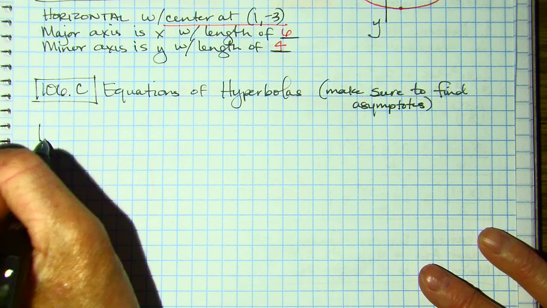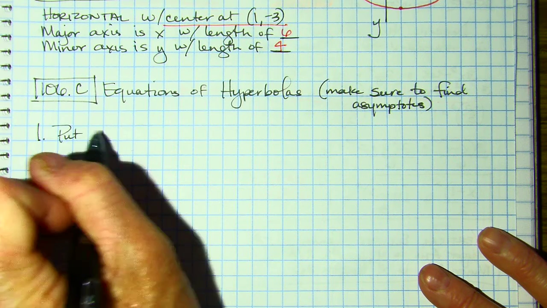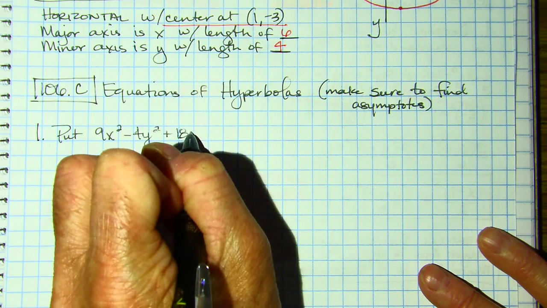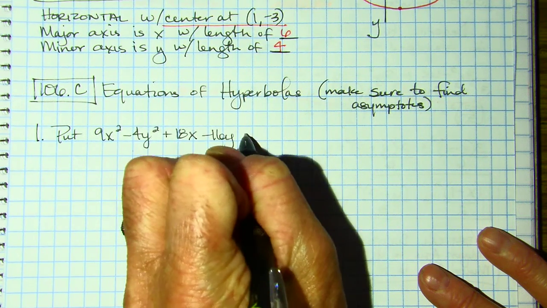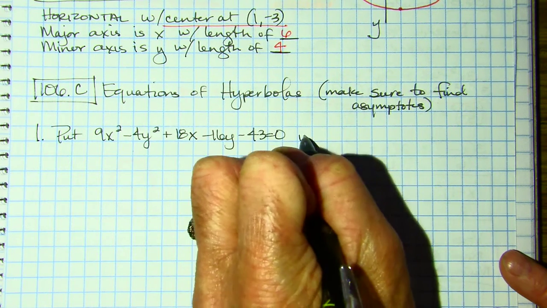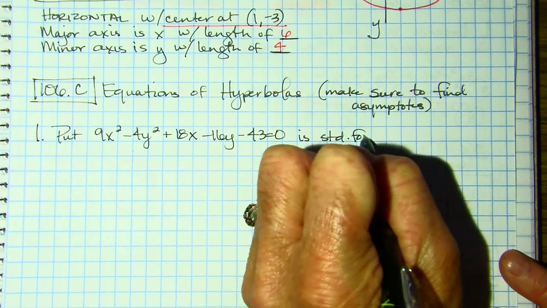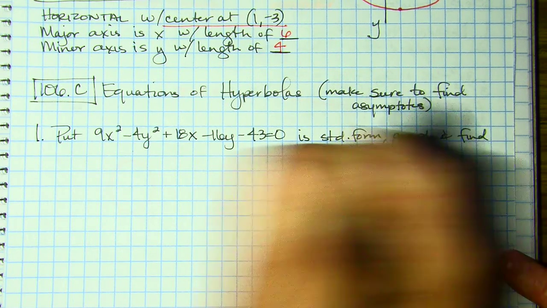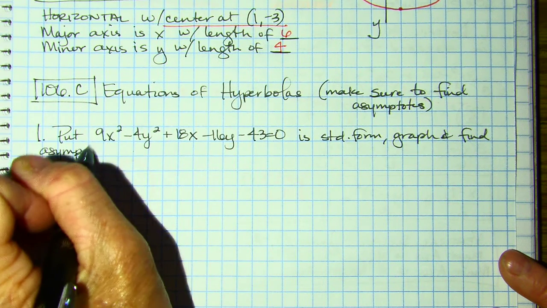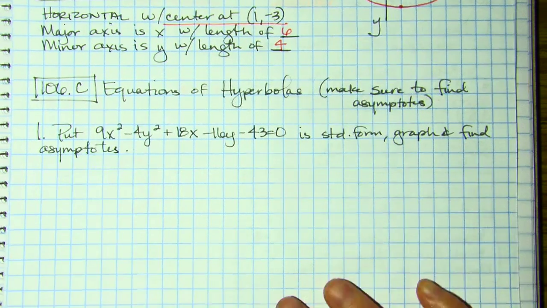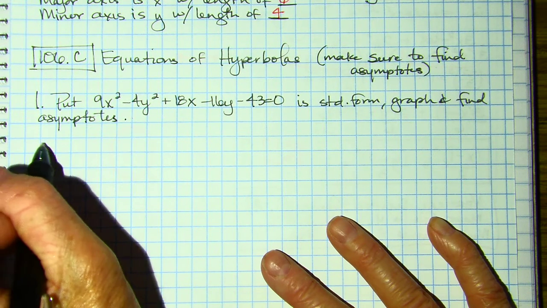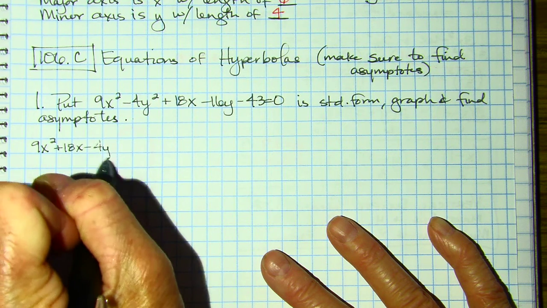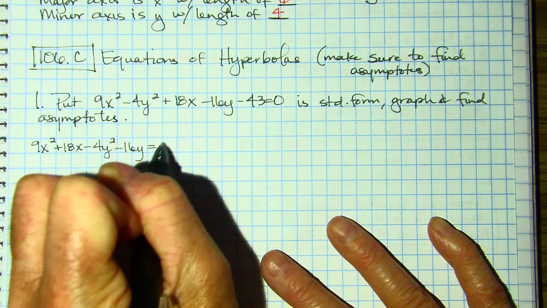So number 1, put the following: 9x squared minus 4y squared plus 18x minus 16y minus 43 equals 0 in standard form. Graph and find asymptotes. All right, so I have to leave room for both. So let's first list our terms in order. So 9x squared plus 18x minus 4y squared minus 16y equals 43.